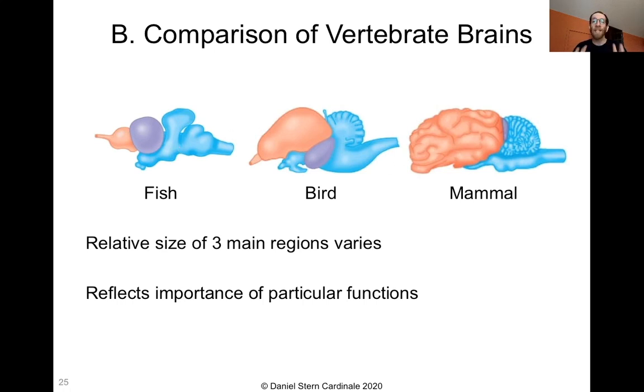The main thing I want you to get here is not anything specific about these 3 groups of organisms. We haven't even named the parts of the brain yet. The thing I want you to get here is that the relative size of the different parts of the brain reflects the importance of the functions associated with that region within a particular lifestyle or for a particular species.